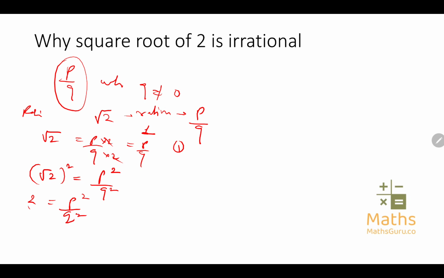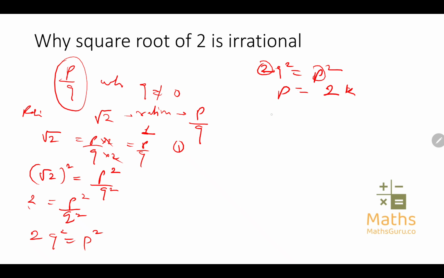Now if I do this, it would be 2q square equals p square. Now you can see that 2 is a factor of p square. So 2 can divide p square. It also means that 2 is also a factor of p. So p can be written as, say, 2 into some element k. So 2 is a factor of p.